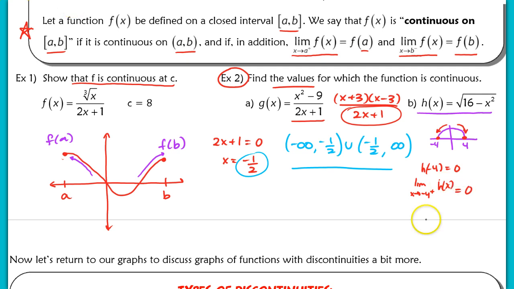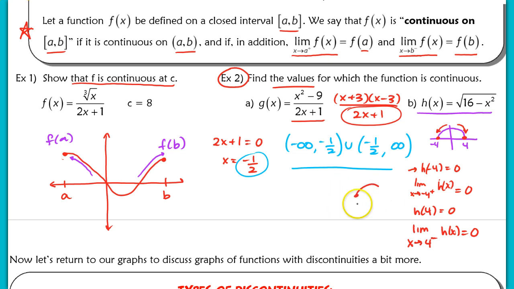Now if you check your other endpoint, you're going to want to evaluate h of 4 here, so we get 0. And then we want to know if the limit as x approaches that endpoint, the endpoint on the right, from the left. Okay, so the limit as x approaches 4 from the left, we want to check that, and we see that that value is also 0. So the function value at the left endpoint is the same as the limit when it approaches from the right, because obviously you can't approach that function from the left.